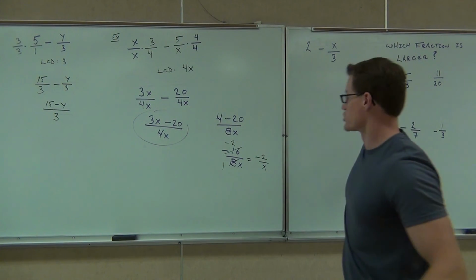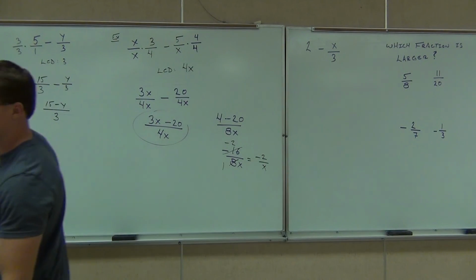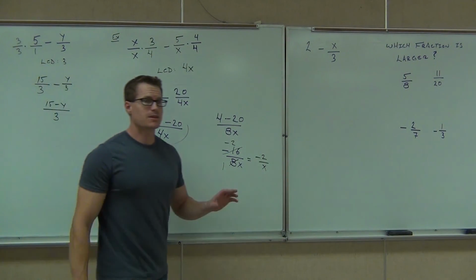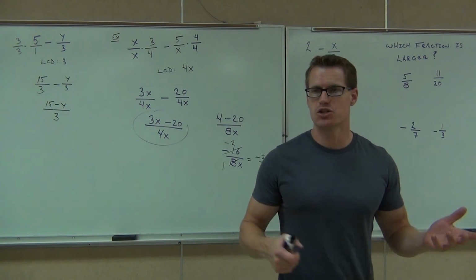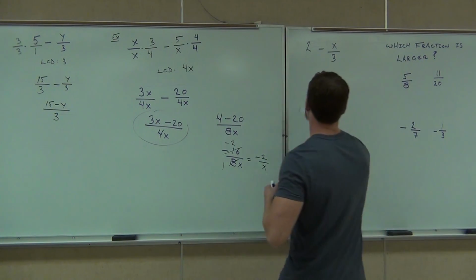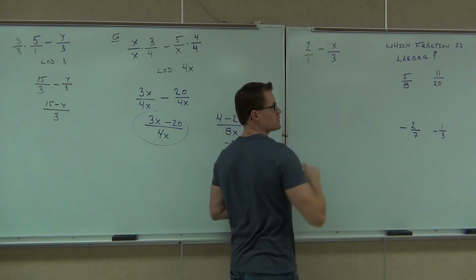We'll deal with those ones in just a bit. Okay, 2 minus x over 3. First thing we're going to try to do is make this thing at least into a fraction. How do we make 2 into a fraction? Over 1. Awesome. Next thing we got to do is find an LCD.